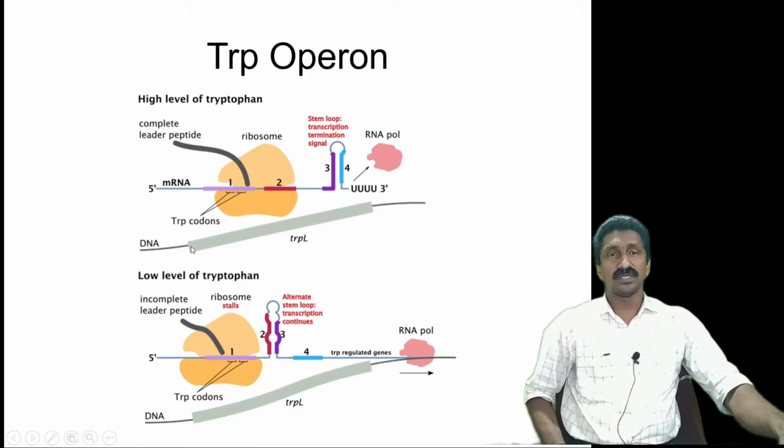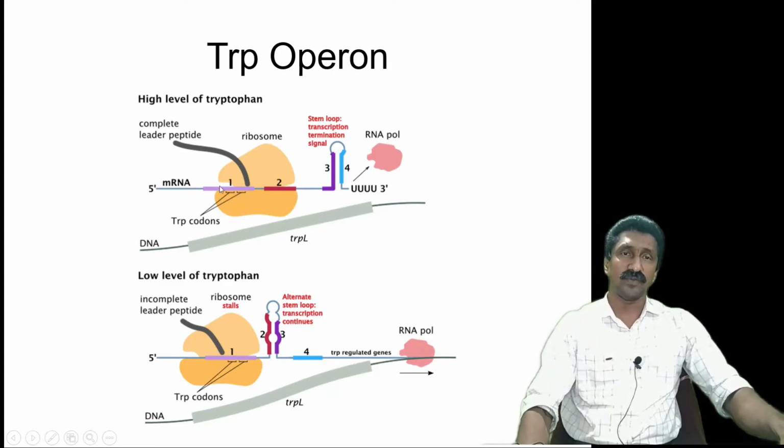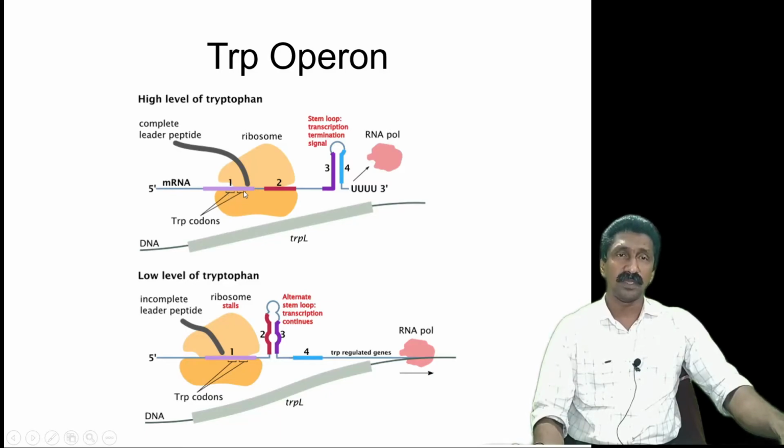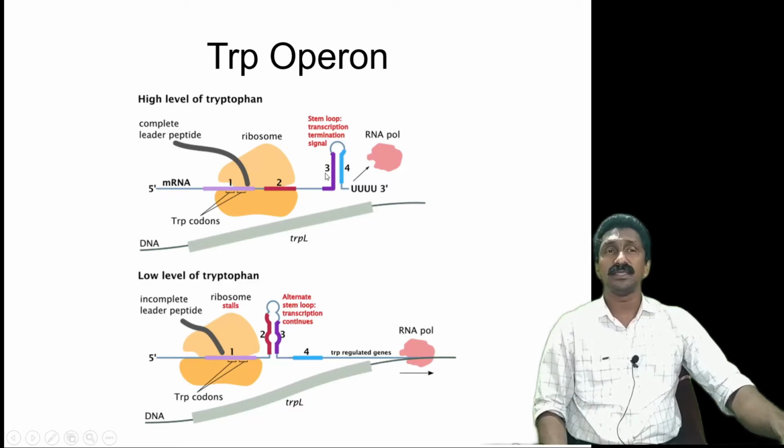Now, this is the DNA, this is the TRIP leader region which is shown here, and in the high concentration of tryptophan, both the TRIP operons will be the tryptophan residues will be delivered here, and the leader peptide will be completely synthesized. The ribosome will occupy the region 1 and 2, and the region 3 and 4 will form pairing in between them and results in the formation of a stem loop.